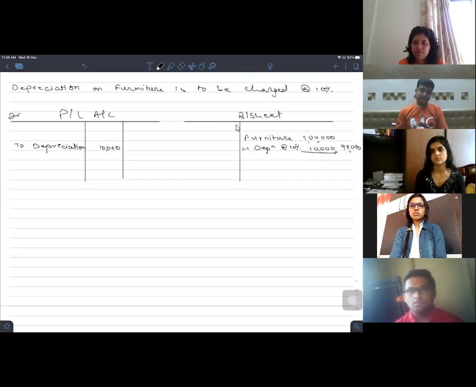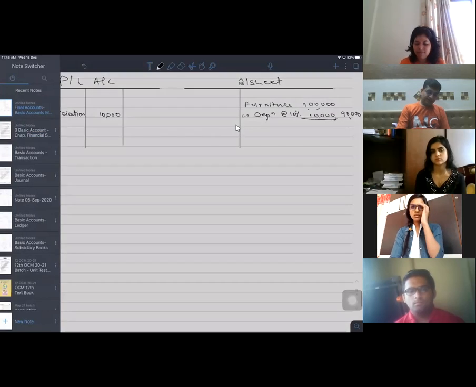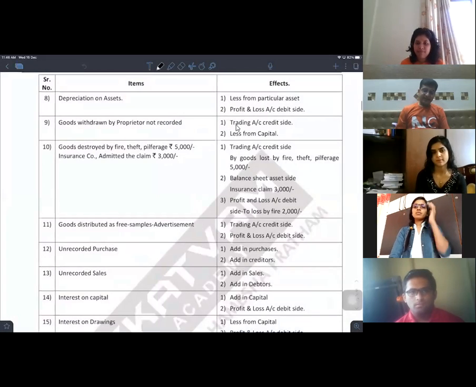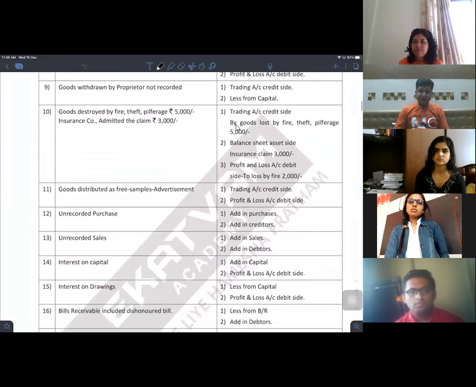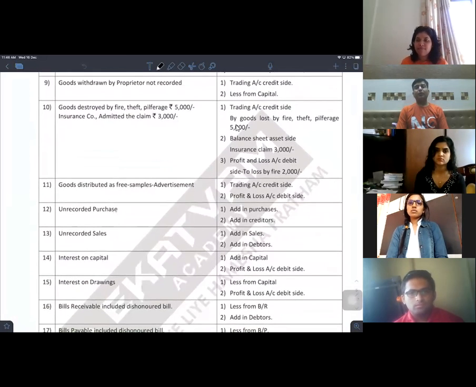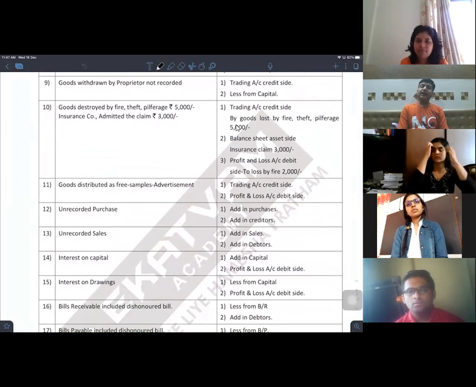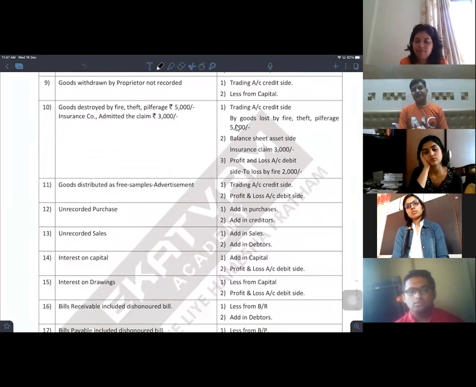Yes or no? The next one, the next adjustment is related to the goods withdrawn by the proprietor. Now, what do I mean by goods withdrawn by proprietor? That's a kind of drawing only or not? Now, these drawings, you can have the two effects of this again in two ways. Like we did for closing stock, we can either reduce it from purchases or we can show it into the trading account credit side.